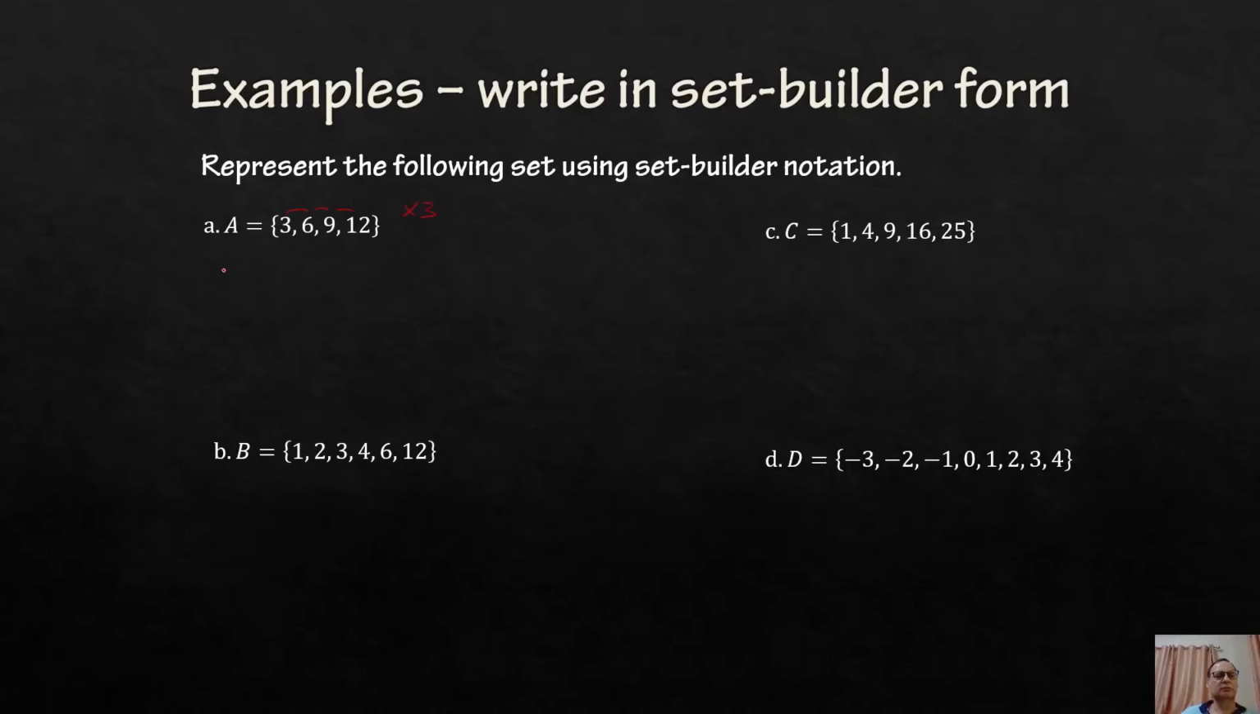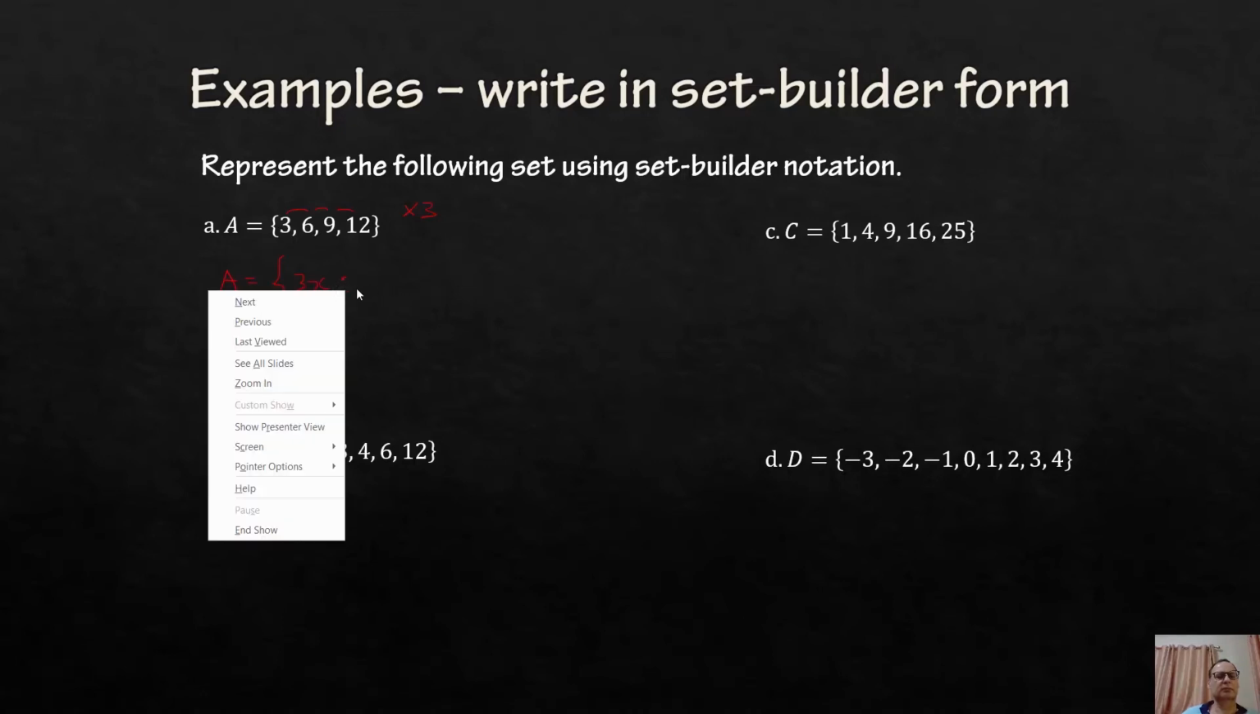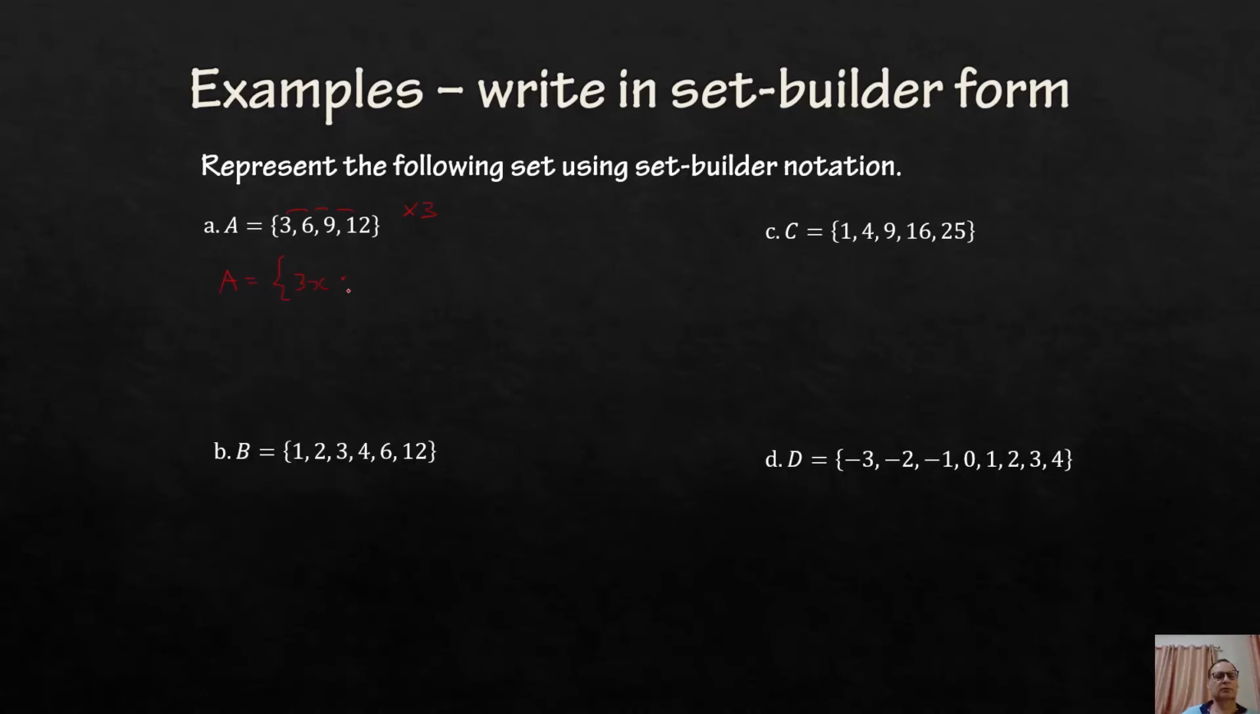Okay, so we can do our set builder form as 3x as the starting number, such that 1 ≤ x ≤ 4, because 3 fours are 12. And x is, we can use either natural or integers, it doesn't matter. Let's call it n.